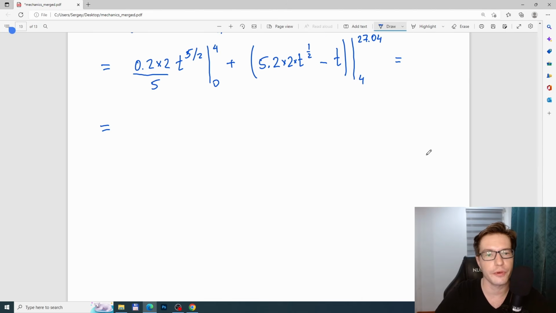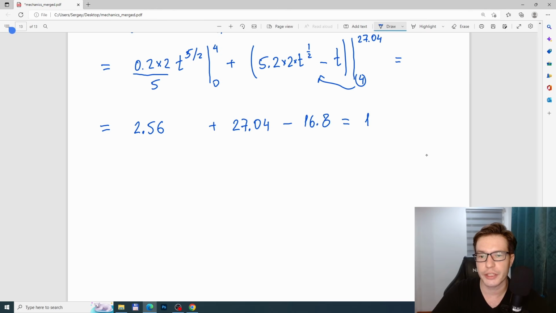Okay, now substitute 4 into the first expression, and we will get 2.56. Now substitute the upper limit into 5.2 times 2 and so on and so forth, and we will get 27.04 minus, substitute 4 into that expression, and we will get 16.8. Now altogether, that equals 12.8. And that's the answer for this question.